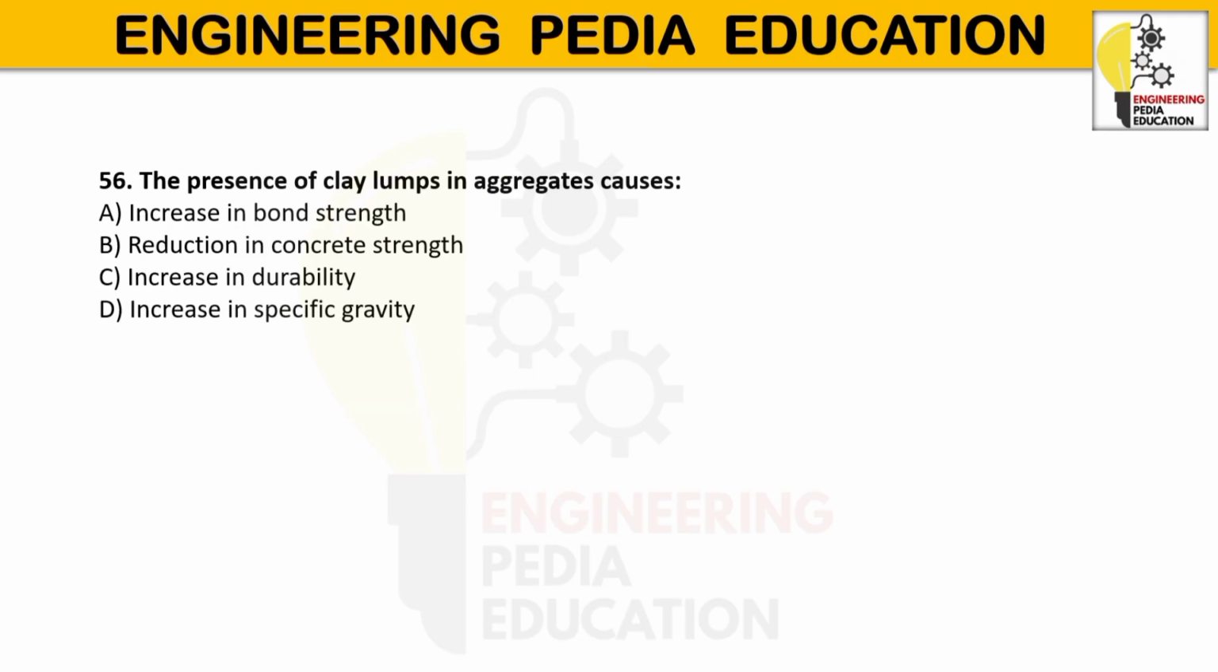The presence of clay lumps in aggregate causes an increase in bond strength, reduction in concrete strength, increase in durability, increase in specific gravity. The presence of clay lumps in aggregate causes reduction in concrete strength. As there are lumps in the aggregate, it will not be proper or easy to handle, which affects workability. So this reduction in concrete strength is obtained because it is not mixed properly or placed properly. This is the main reason that occurs in aggregate.